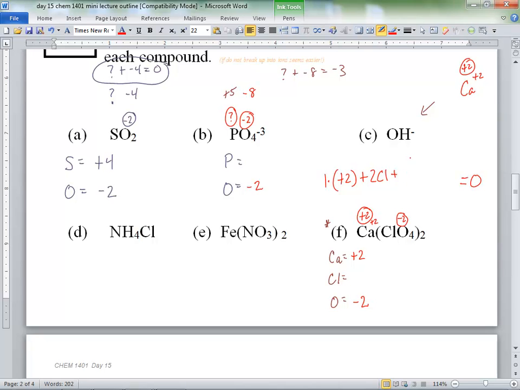Negative 16. Ooh, I almost missed that one, right? Because we've got how many oxygens total? We don't have 4, we have 8. So 8 times a negative 2 is a negative 16.